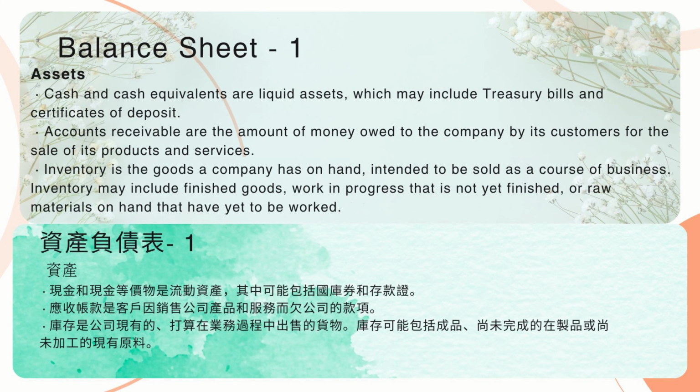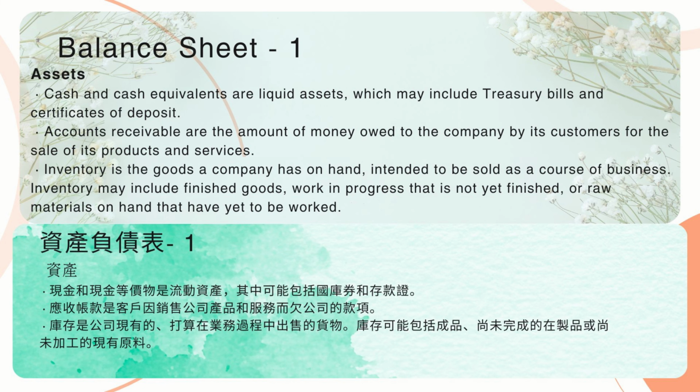Assets. Cash and cash equivalents are liquid assets, which may include treasury bills and certificates of deposit. Accounts receivable are the amount of money owed to the company by its customers for the sale of its products and services.